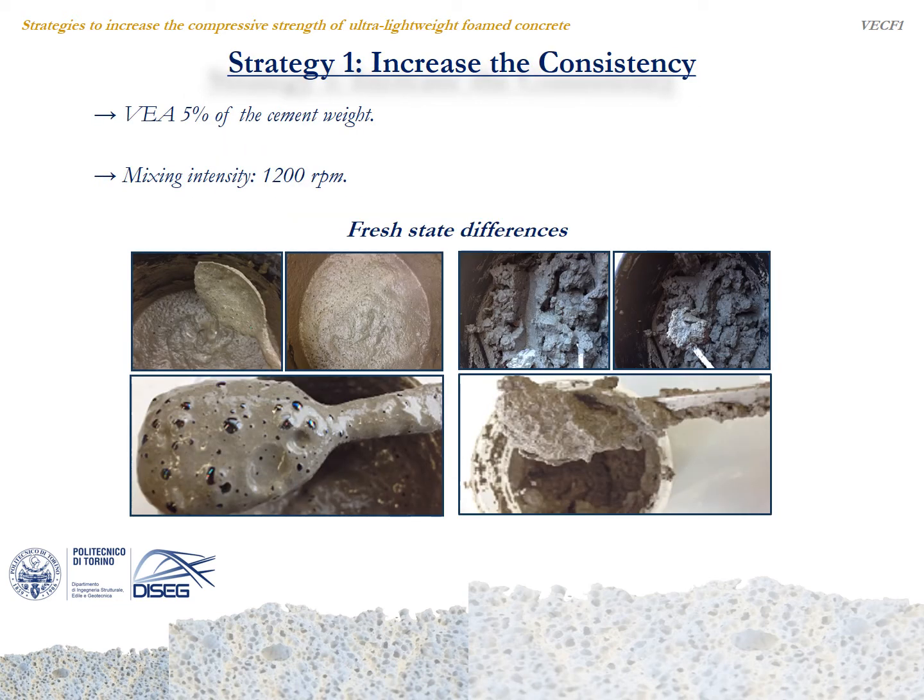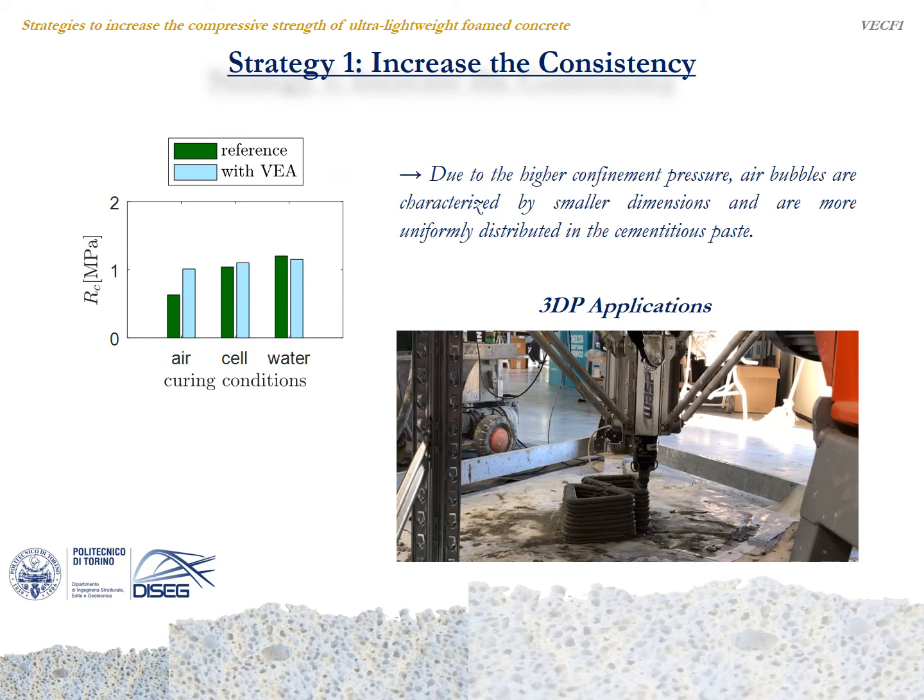As far as the first class of strategy is concerned, an unusual way to improve the compressive strength of ultra-lightweight foamed concrete is to increase the consistency of the fresh paste, providing, for the mix design, the presence of an appropriate viscosity enhancing agent. The mixing intensity of the vertical mixer was set at 1200 revolutions per minute. The photos show the significant fresh state differences between the two ultra-lightweight cementitious pastes. As you can see from the comparative histogram, a higher consistency generally corresponds to a higher compressive strength.